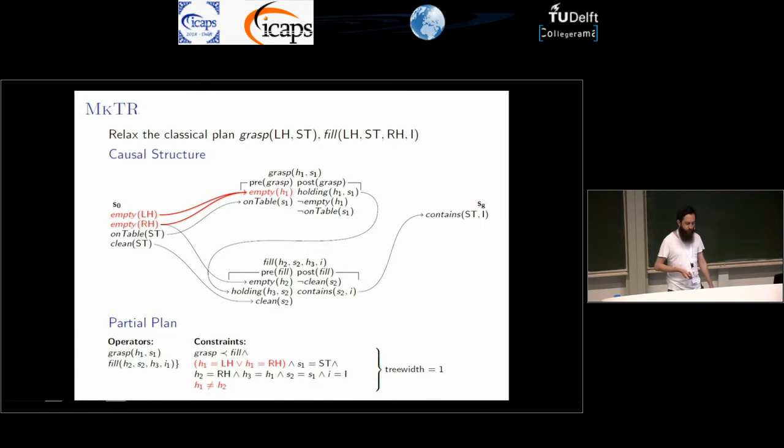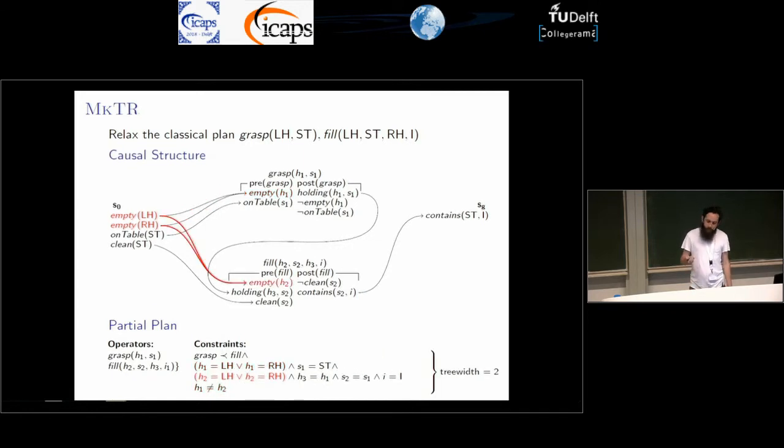So marked in red again, we've got h1 equals left hand or h1 equals right hand. We've also had to add in this little threat protection thing at the bottom, that h1 doesn't equal h2. This is just to make sure that you don't try and use the same hand to pick up the shot glass and also pour the drink later on. We then compute the tree width of that constraint formula, which in this case is 1.